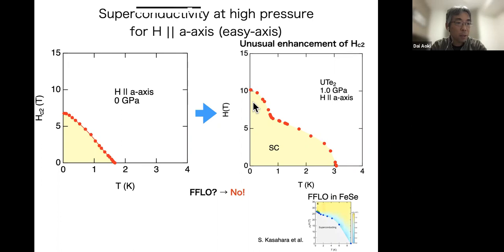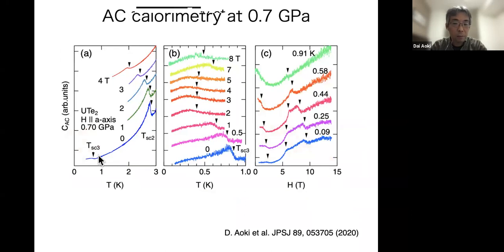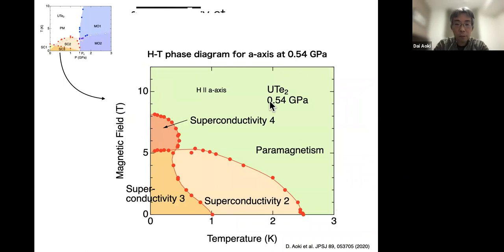So then, we started to measure AC calorimetry again under pressure and under magnetic field. First we also confirmed the double transition, and also the field scan of AC calorimetry. There are several anomalies, and from these anomalies we can construct the phase diagram. This is the HT phase diagram at 0.5 GPa. In fact, this HC2 enhancement is connecting to the lower TC. The lower TC is vertically increasing with field, then connecting to the enhancement of HC2. So it indicates that multiple superconductivity also appears under magnetic field.